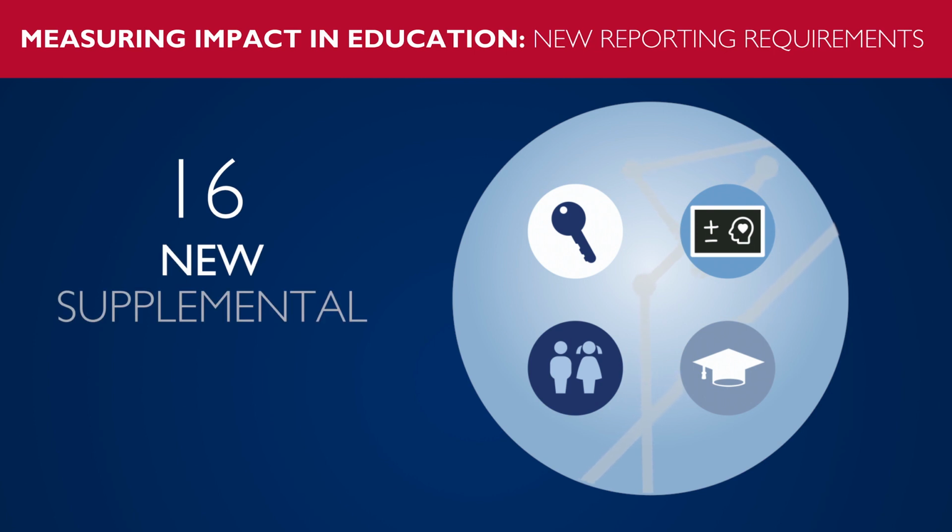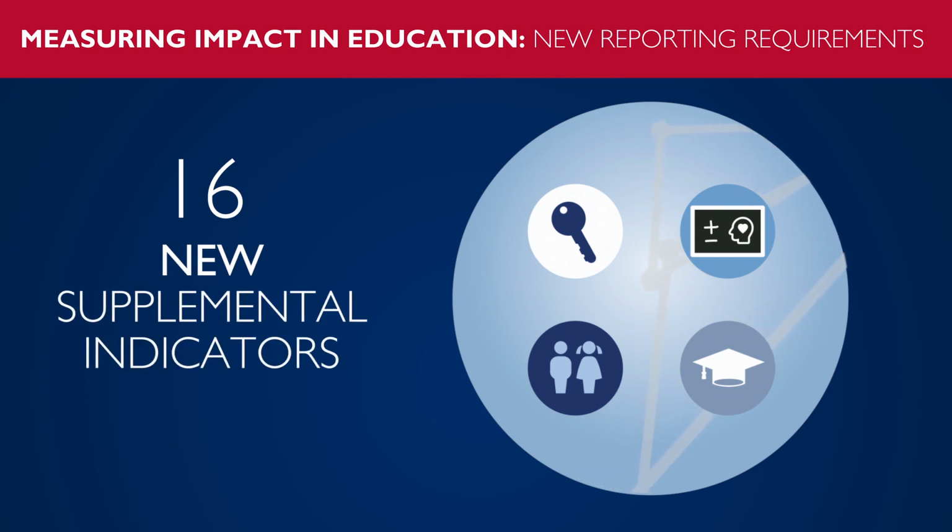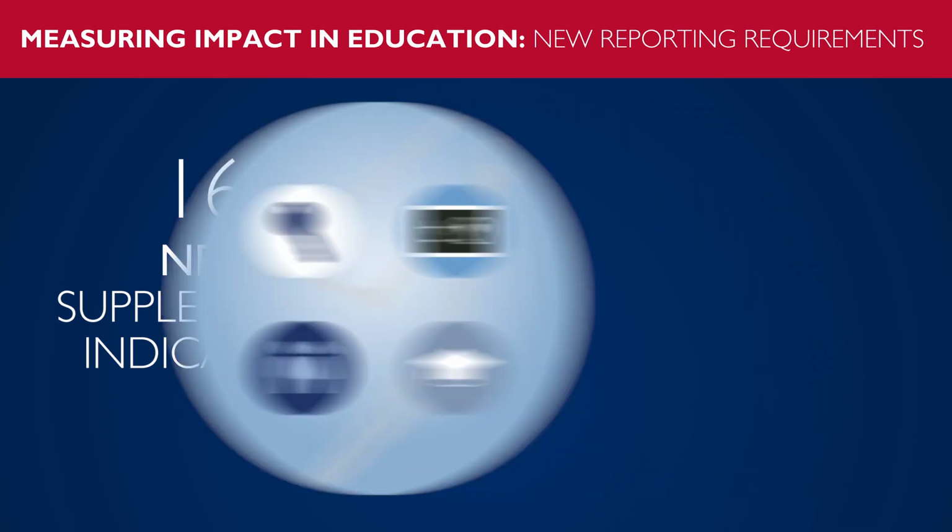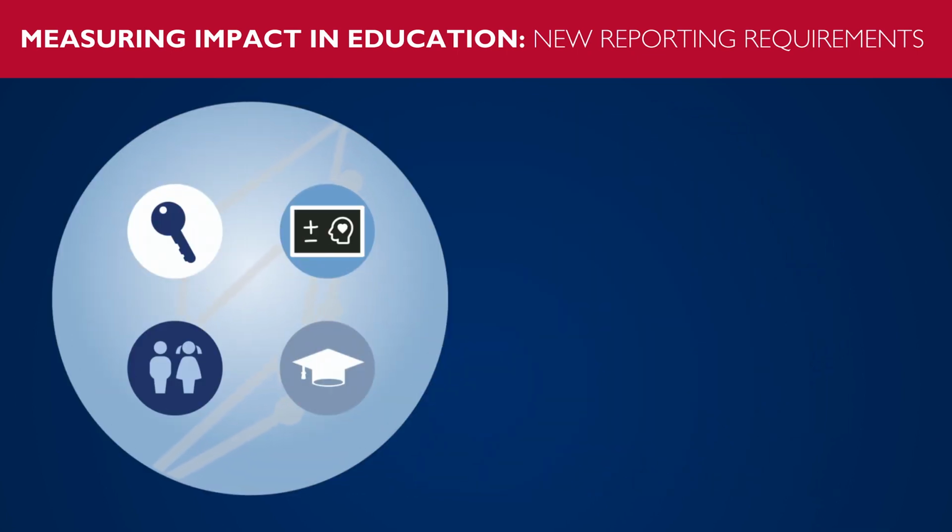Next, we have supplemental indicators. There are 16 supplemental indicators that are new for 2019. These supplemental indicators add new areas of measurement like numeracy, social and emotional skills, and an expanded set of use skills.